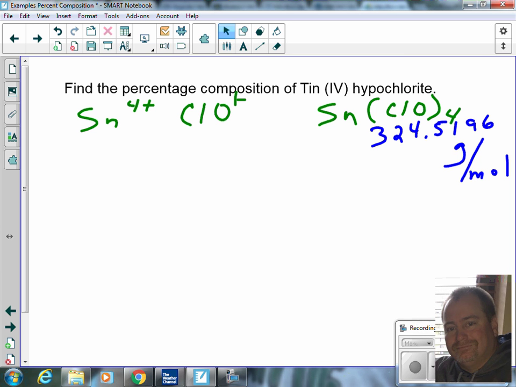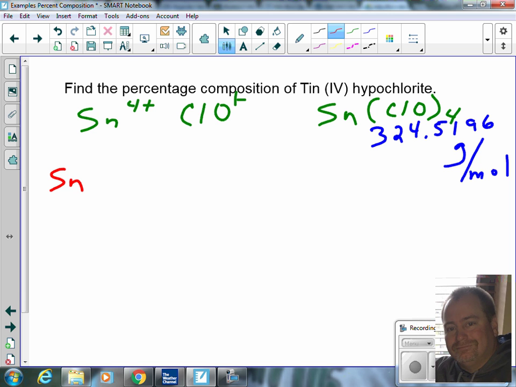So I've got the molar mass of tin 4 hypochlorite. The total mass, the bottom number on that equation that we had, is going to be that. How many elements do I have here? 3, right? I have tin, chlorine, and oxygen. So I'm going to have to get the percentage of 3 different elements. How am I going to start? I'm just going to follow the order. Tin is first.